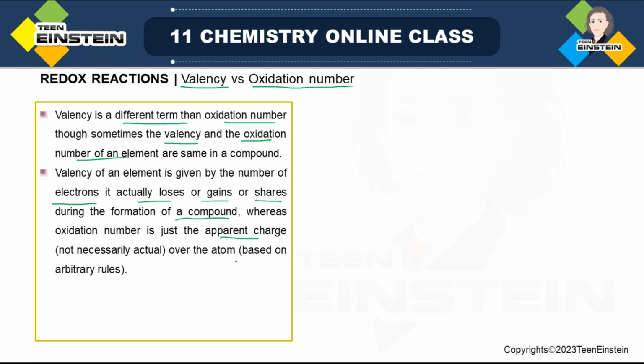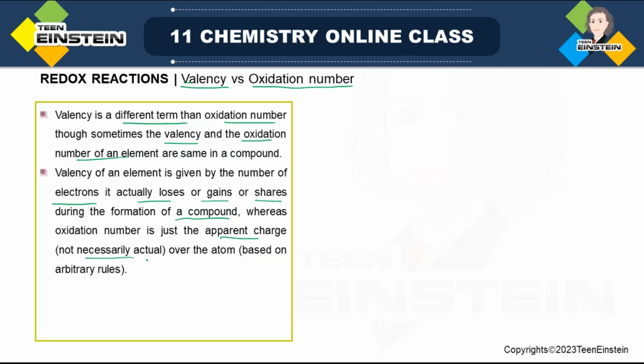It is just the apparent charge. But remember, it is not necessarily the actual charge. We just consider this number. It may be plus or minus, just to know which element is more electronegative, and if the bond breaks, on which atom there will be a positive charge and on which atom there will be a negative charge. Because if we know this, then only we'll be able to understand the mechanism.